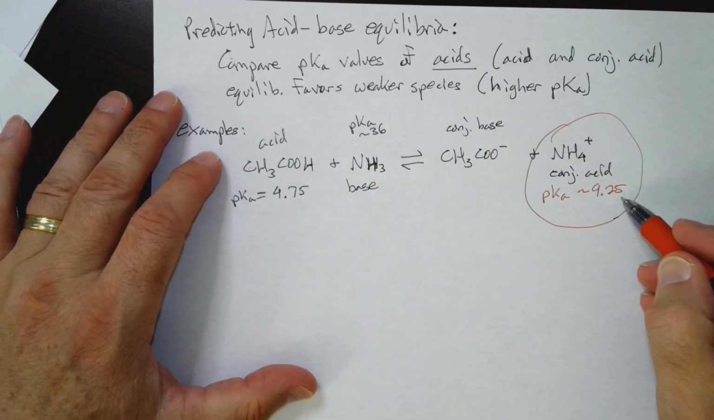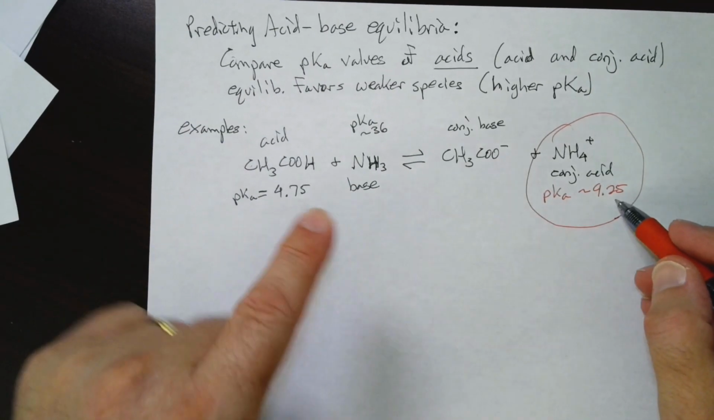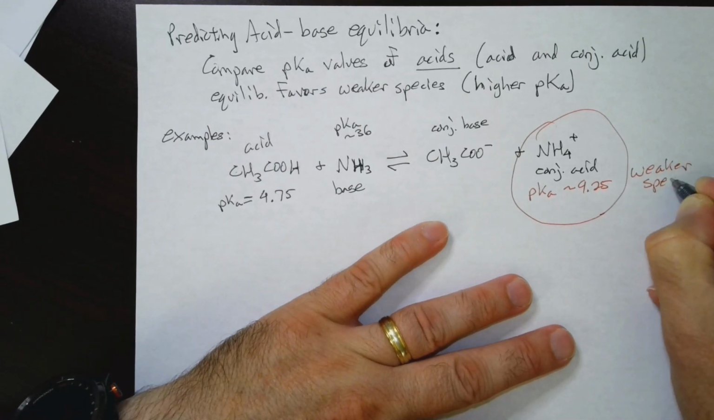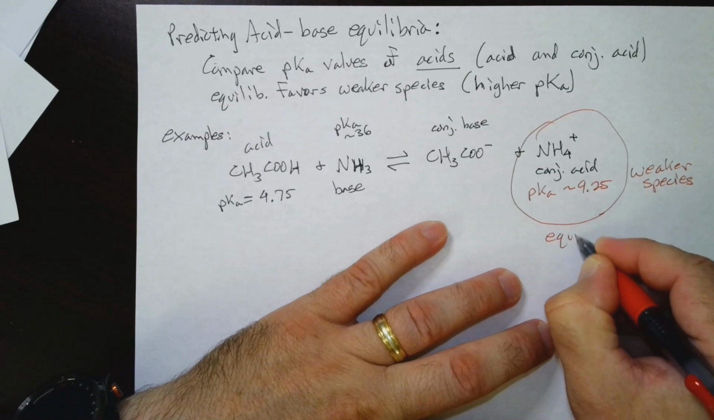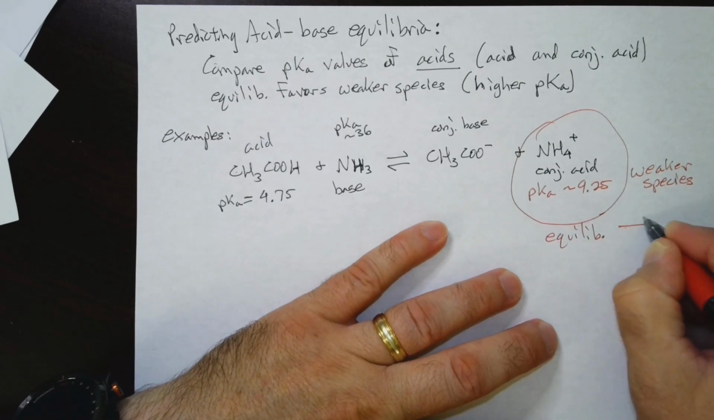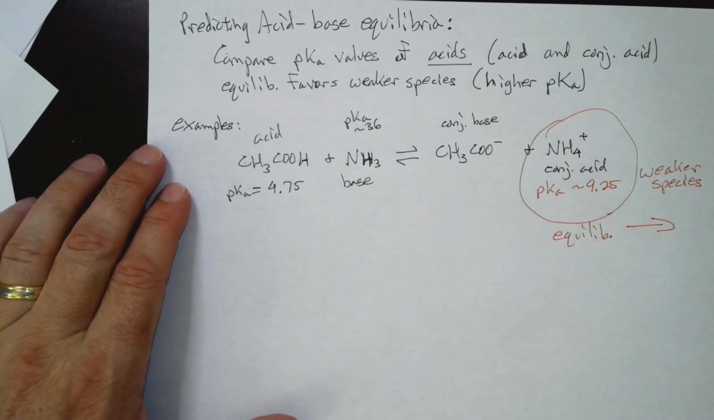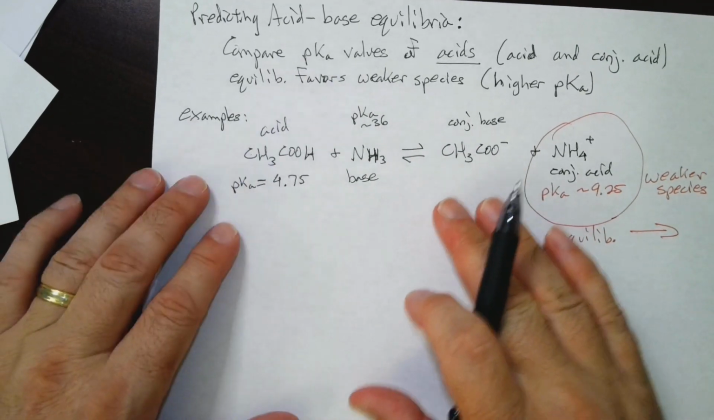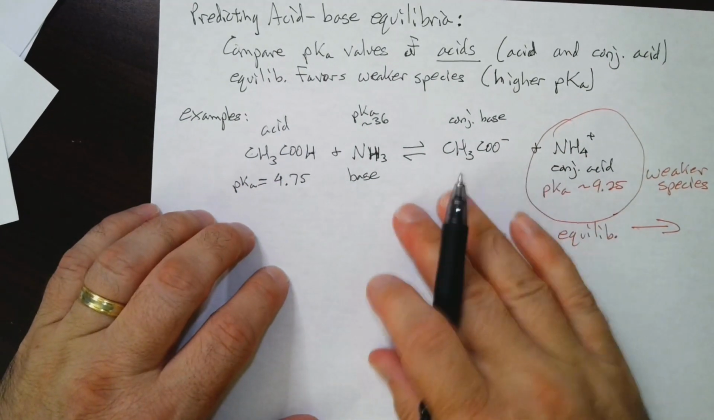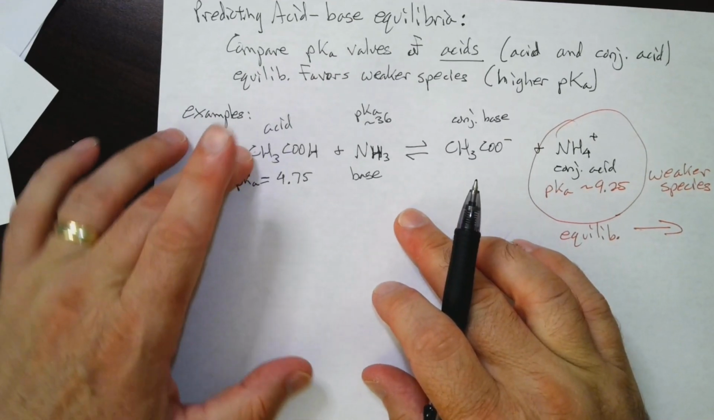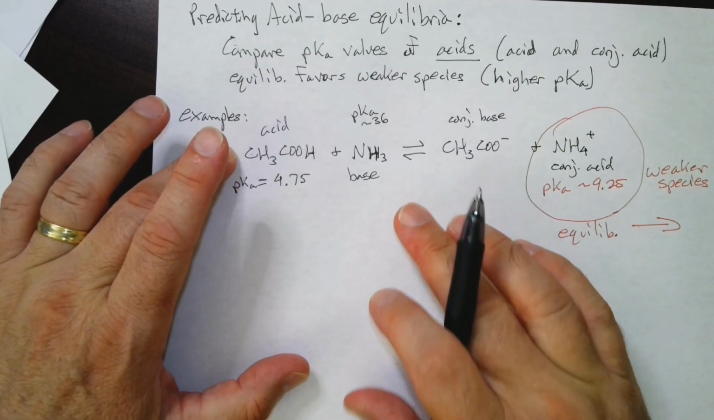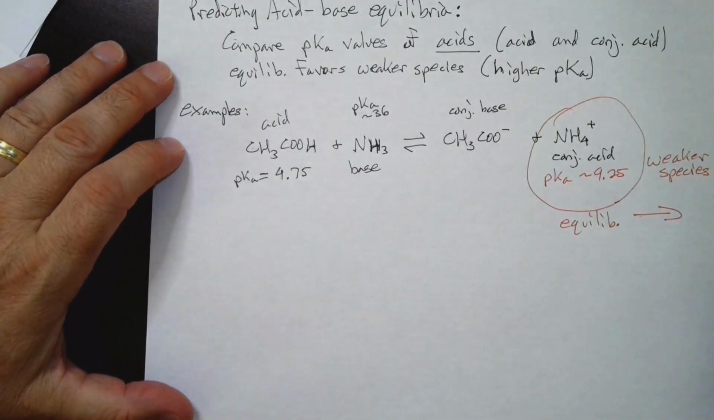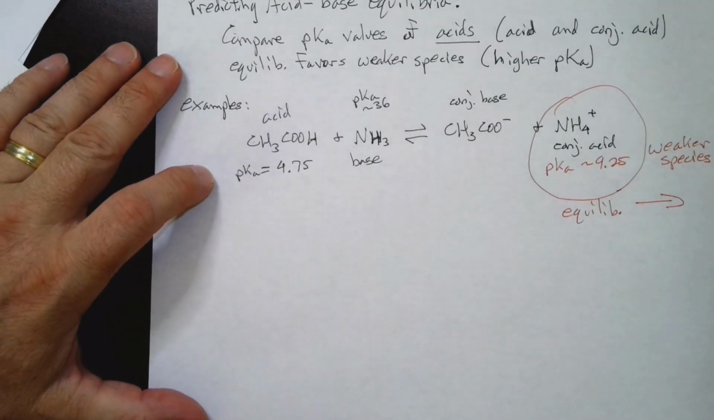With the pKa of 9.25, that's higher than 4.75. This is the weaker species. And then my equilibrium is over here, towards the product. Now, you can actually do this mix in water because these are relatively weak acids and bases. Acetic acid is a weaker acid than hydronium, and ammonia is a weaker acid than ammonium hydroxide. But let's go ahead and take a look at something a little different.